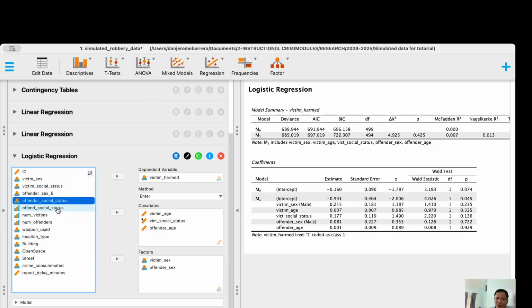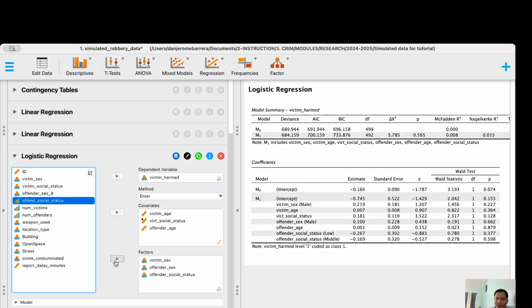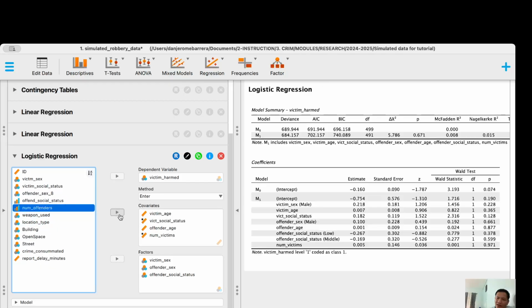Offender's social status. Let's move it here. The p-value is also about 0.05. So there's no significant association between offender's social status and crime lethality. How about number of victims? Let's move it to covariates. Let's look at the p-value. The p-value is about 0.05. So there's no significant relationship between number of victims and whether the victim was harmed.